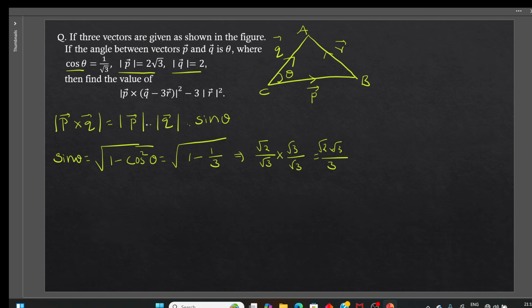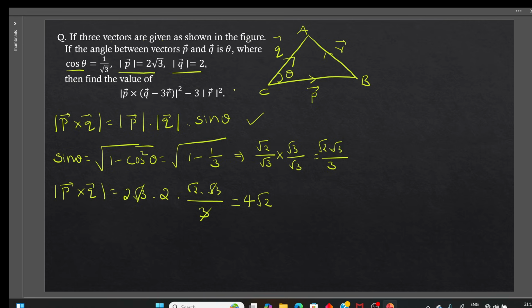Now substitute this value in this equation. Modulus of P vector cross Q vector is equal to modulus of P vector, which is 2 root 3, into modulus of Q vector, which is 2, into sin theta, which is root 2 into root 3 by 3. Root 3 into root 3 is 3, so the 3s cancel. What is the remaining answer? 2 times 2 is 4, and root 2. This is modulus of P vector cross Q vector.